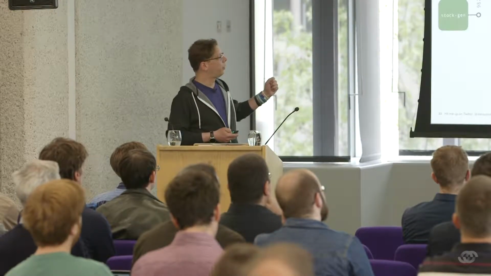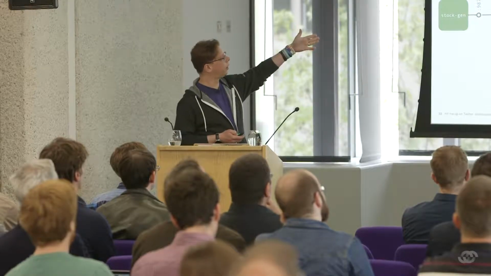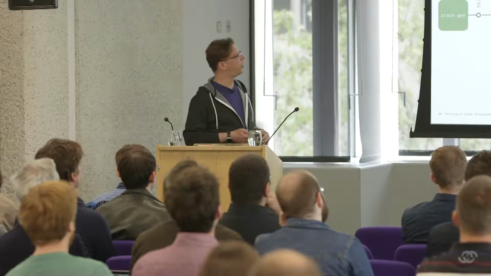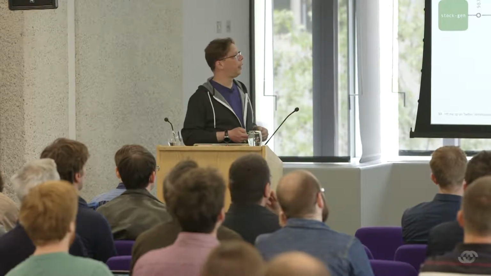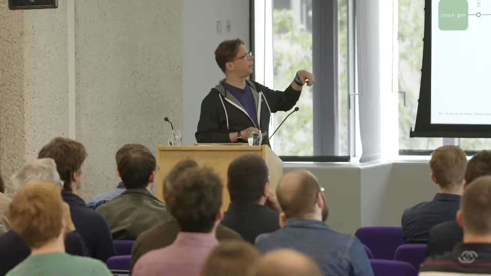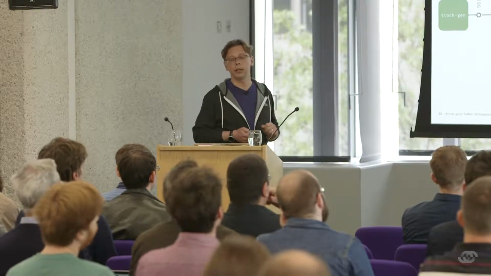The stock generator, on a certain port and a certain path, generates this JSON, essentially per symbol a randomly generated value, and then the stock consumer takes that data and creates a moving average out of it. Very, very simple.